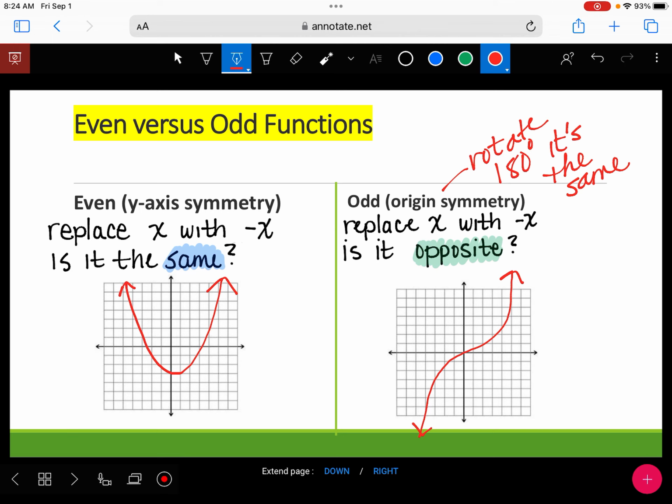All right, so I'll give you a minute to copy that down, and then we'll work through example 1, and we are done.